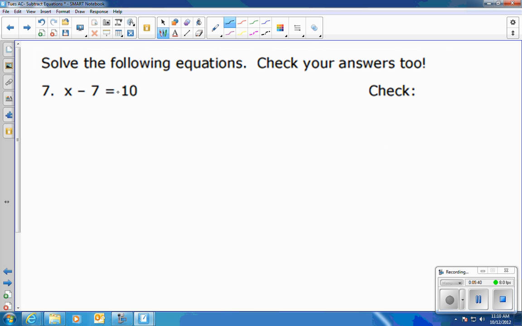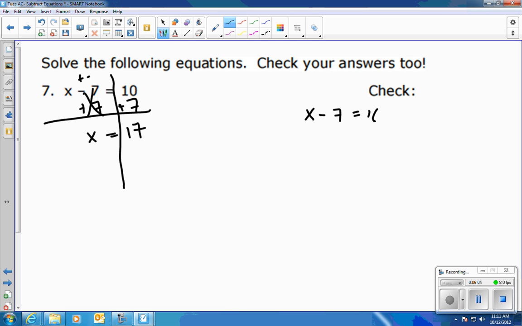Okay, let's go on to the next one. Remember, if you add the opposite, that's really a negative 7. So how do you get rid of negative 7? Add 7, which gives you x equals 17. Now, to check your answers, it's the same as it was yesterday. You write the original, you plug in your answer, and then you actually see if it works. 17 minus 7 is 10. Does 10 equal 10? Why, yes, it does.